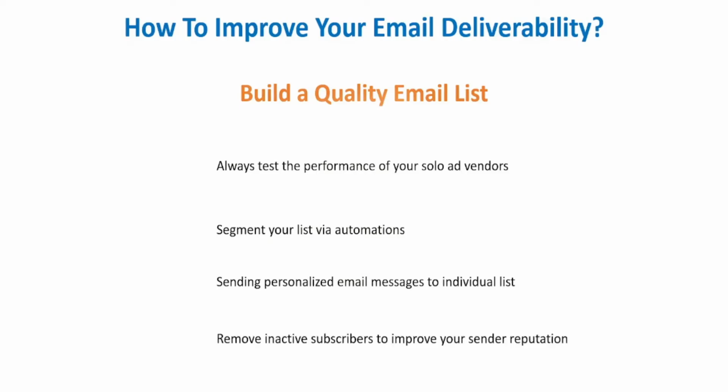Fourth one will be remove inactive subscribers to improve your sender reputation. You always need to flush out your inactive subscribers, based upon people who have not opened any emails in the last 60 days or in the 90 days or in the last 6 months or the last year. So that is about the first tip. Now let's move on to the next tip.